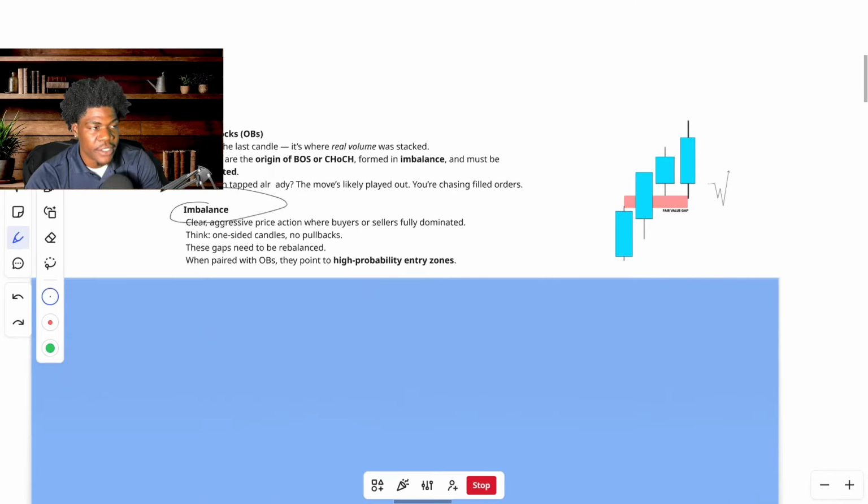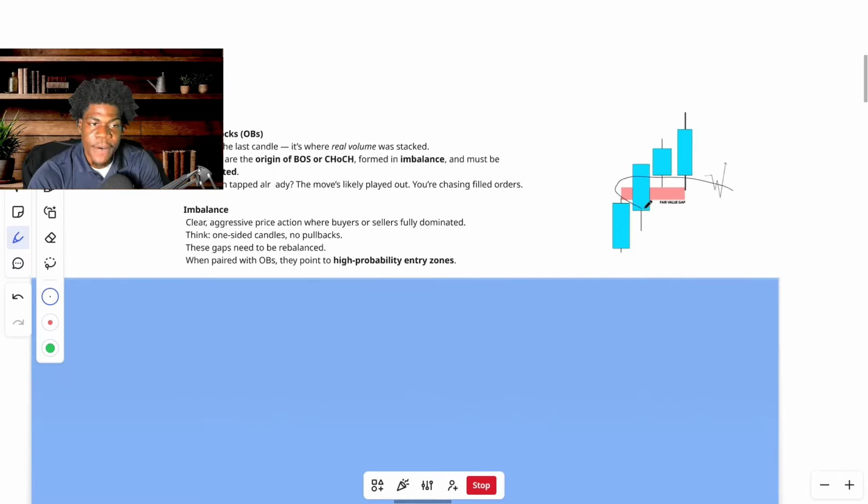Next, we got imbalance zones. Clear aggressive price action where buyers or sellers fully dominate. We see price expand higher, but leave this zone right here, right? This zone right here is an imbalance zone, or we call it a fair value gap. It's where these two candlestick wicks did not touch each other. Like, why did price fail to mitigate this old wick right here before rallying higher, right? It's because it needs to pull back and rebalance it before extending higher. Think of it like a one-sided candle that has no pullbacks, right? These gaps, like I stated, need to be rebalanced.